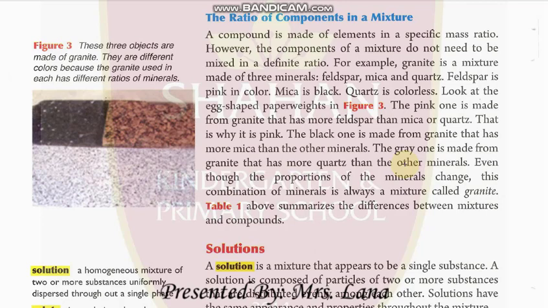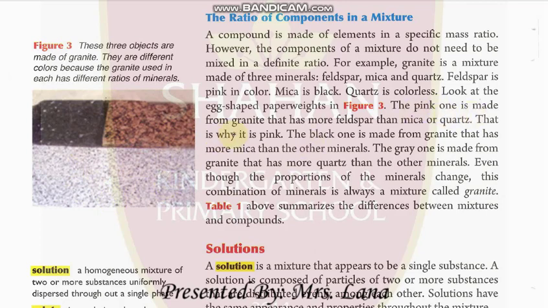For example, granite is a mixture made of three minerals: feldspar, mica, and quartz. Feldspar is pink in color, mica is black, and quartz is colorless. Look at the egg-shaped paperweights in figure number 3. These three objects are made of granite. They are different colors because the granite used in each has a different ratio of minerals.